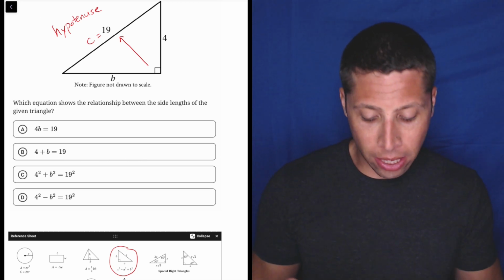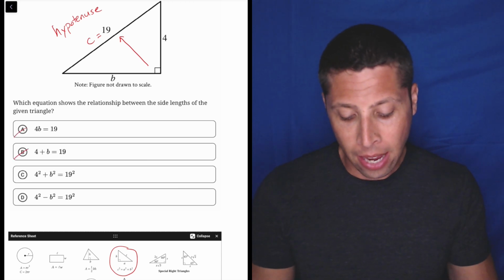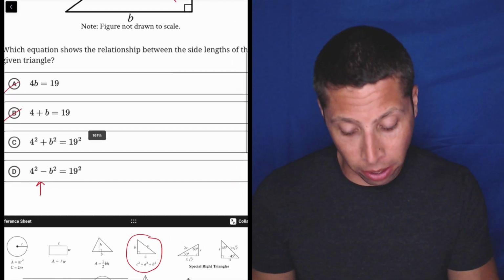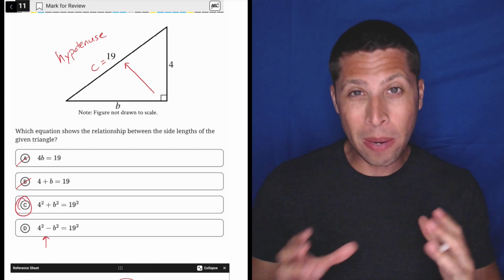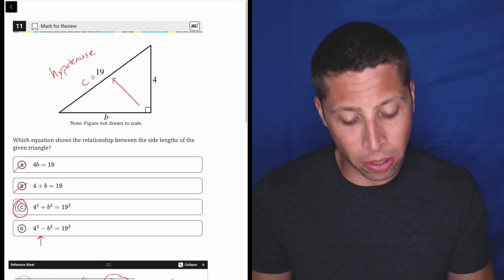And we can kind of tell just from the answers that that needs to be squared. So a and b don't make any sense. And there's no subtraction in Pythagorean theorem. So it's a squared plus b squared. So that's why c is going to be the answer here. Though we might see subtraction in certain cases, it really just depends on what we're given.